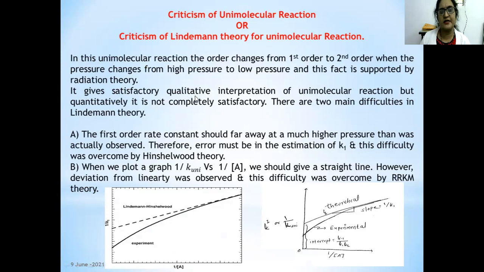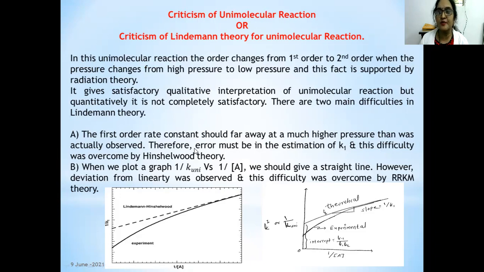It gives a satisfactory qualitative interpretation of the unimolecular reaction, but quantitatively it is not completely satisfactory. Why? Because there are two main difficulties in the Lindemann theory. The first one is that the first order rate constant should fall far away at a much higher pressure than was actually observed. Therefore, the error must be in the estimation of k1, and this difficulty is overcome by the Hinshelwood theory.